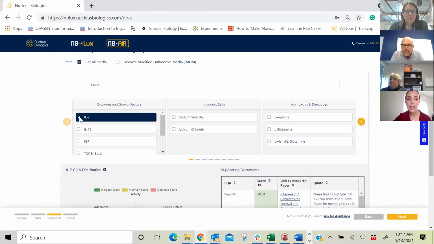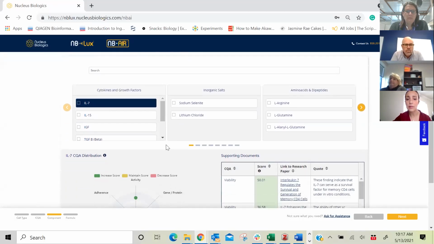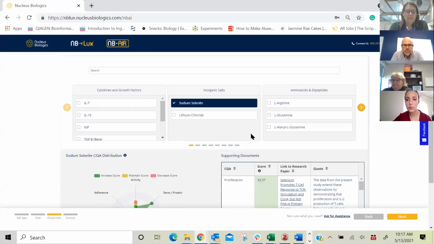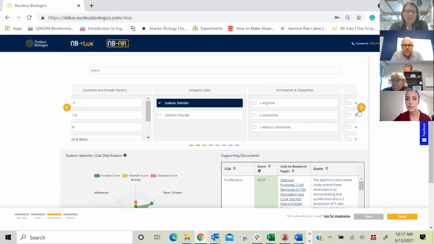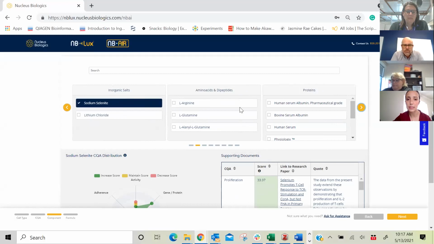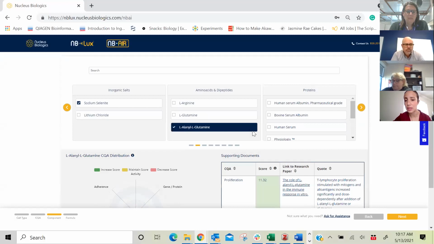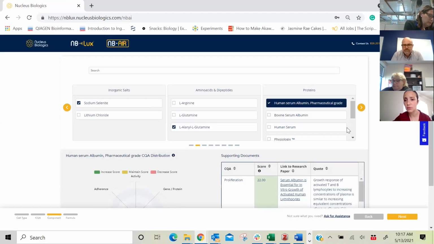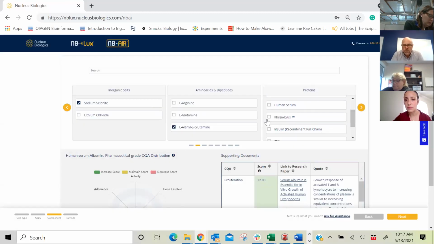And then from here, I have all the components that are involved in improving proliferation, improving cytotoxicity, maintaining cytotoxicity, and improving viability. So what I selected last time was sodium selenite. So that's what I wanted to test. And then for the amino acids and dipeptides, I selected L-alanine, L-glutamine, or what it's known by Glutamax. And for the protein source, I selected human serum albumin, and then physiologics.